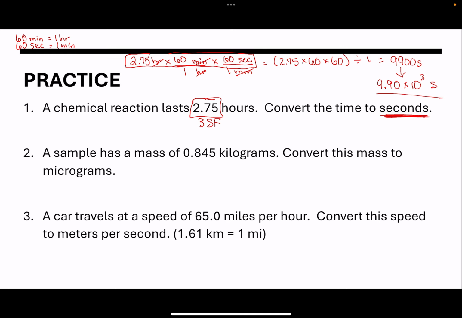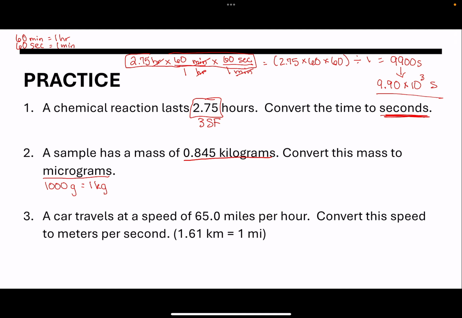Okay, let's do the next one. The next one, we have a mass of 0.845 kilograms, and we want to convert it to micrograms. So again, we can do this in multiple steps to kind of help us because most of us don't know how many micrograms are in a kilogram. So we do know that there are 1,000 grams in 1 kilogram, and we can look back at our chart if we don't know these off the top of our head.